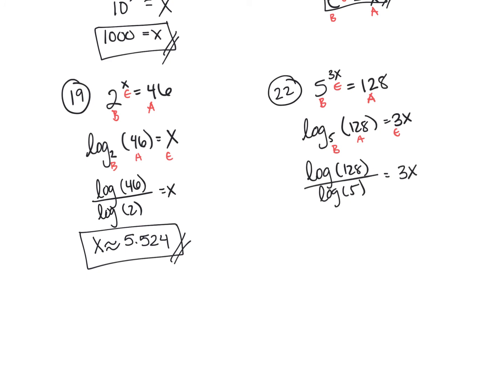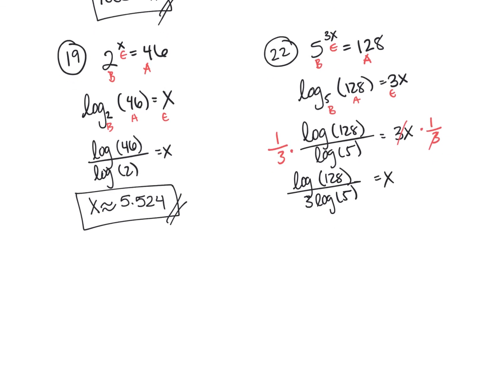Now the reason I wanted to go over this problem is because I know most people are just going to divide both sides by 3, but that's going to leave you with a triple fraction and make things super messy. So instead of dividing both sides by 3, I'm going to multiply both sides by 1/3, because this means the same thing. We're multiplying by 3, dividing by 3, those will cancel. But if we do that on our left side, it means we can multiply straight across and get log of 128 divided by 3 times log of 5 and get x by itself. So this is how it's going to look.